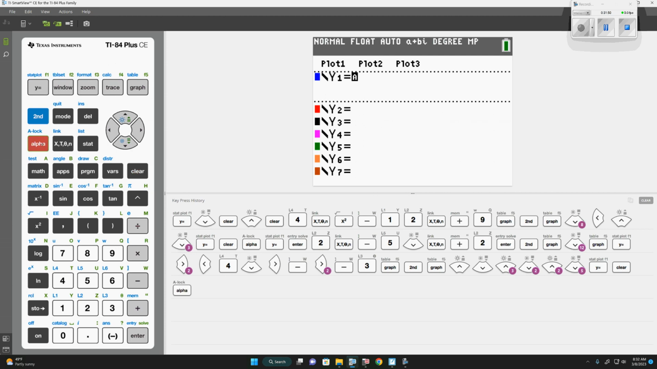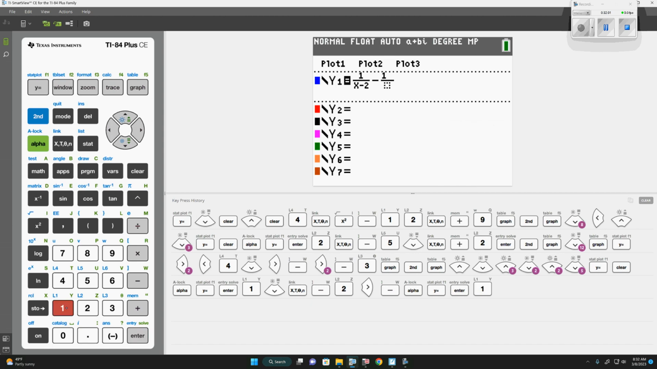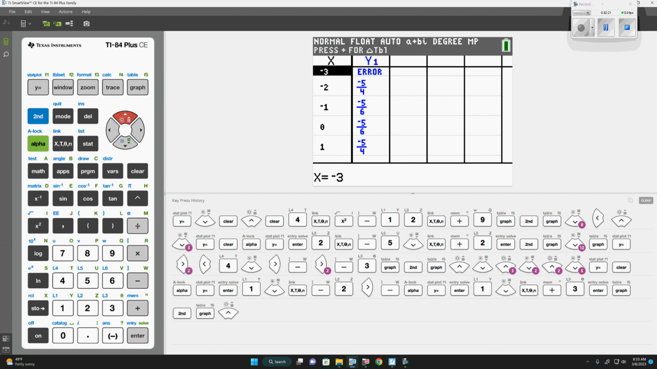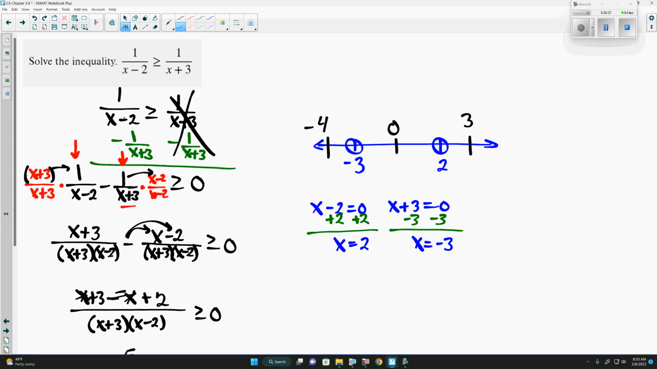Now in the graphing calculator, we can say 1 over x minus 2 minus 1 over x plus 3. And this here was our original function, yes? Once we moved it over and got it equal to 0, we could say graph. And we have this here. And again, we want to see where this graph is greater than or equal to 0, above the x-axis.